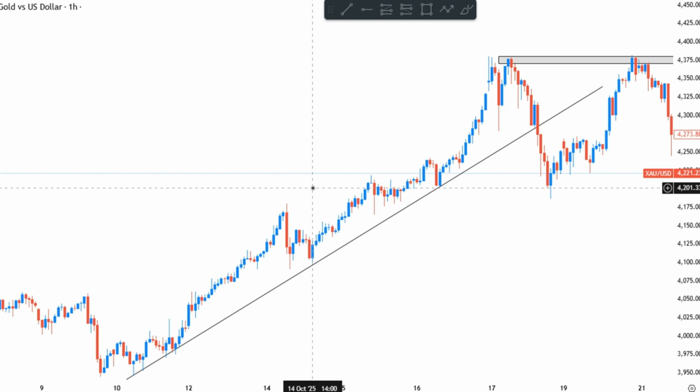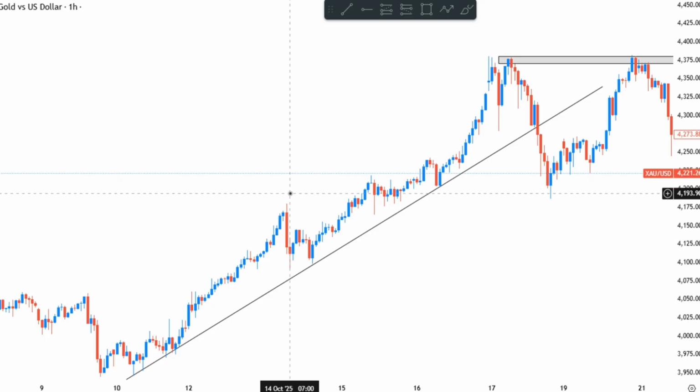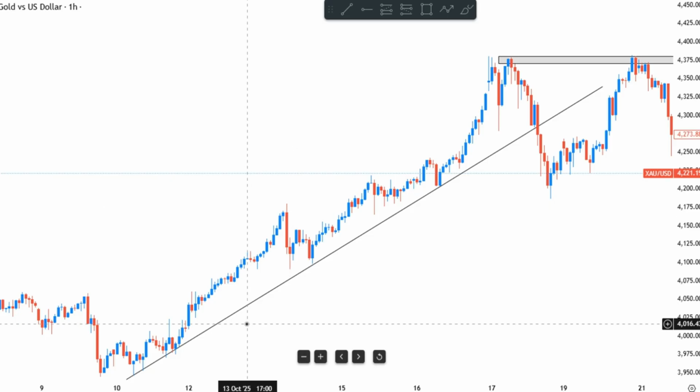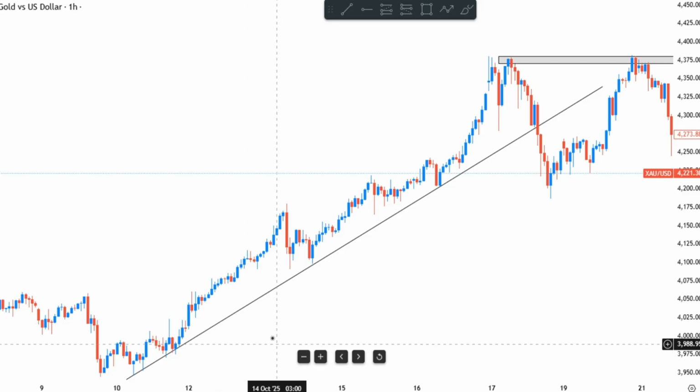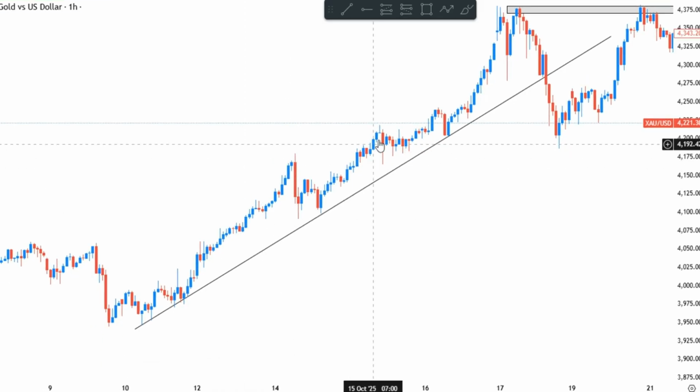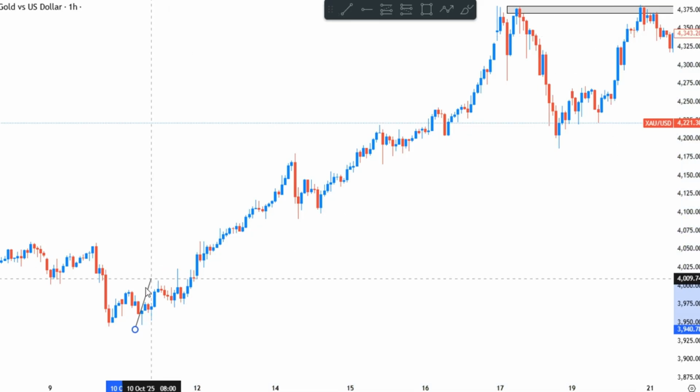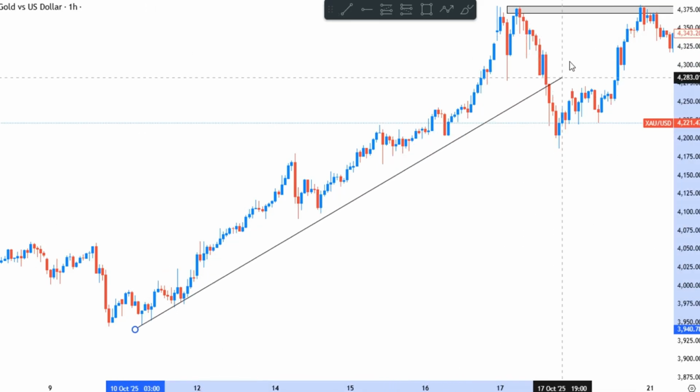Now let us talk about uptrend. Let us take it one after the other. An uptrend line is drawn by connecting the higher lows. It shows buyers are in control. Whenever price pulls back to the trend line, it may bounce and continue going up. Now, this is what I'm trying to say. This is an uptrend, right?